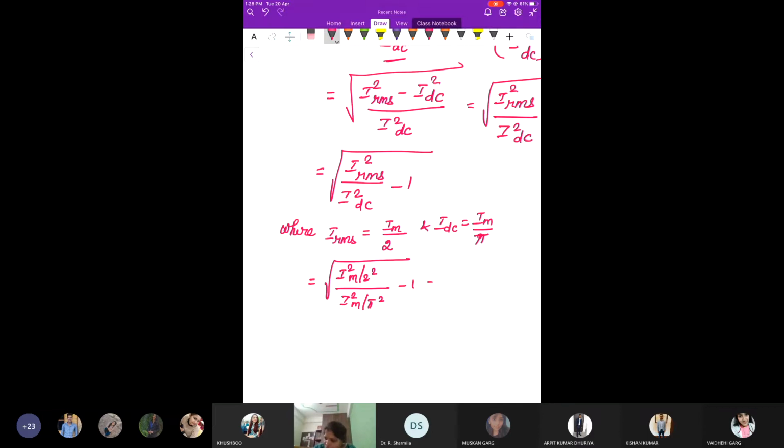Okay. Just to do the simplification, here I²_M is in the numerator and denominator, so cancel both. So you will get pi square by 4 minus 1. Okay. Use the calculator and simplify this term. So you will get the ripple factor value, that is r is equal to 1.21. At last, finally, you will get the ripple factor value is equal to 1.21.